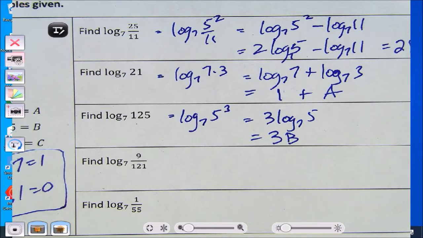121. Right? What's 121? That can be written as a power. 11 squared. 121 is 11 squared. Okay. But what about the 9? That's 3 squared.